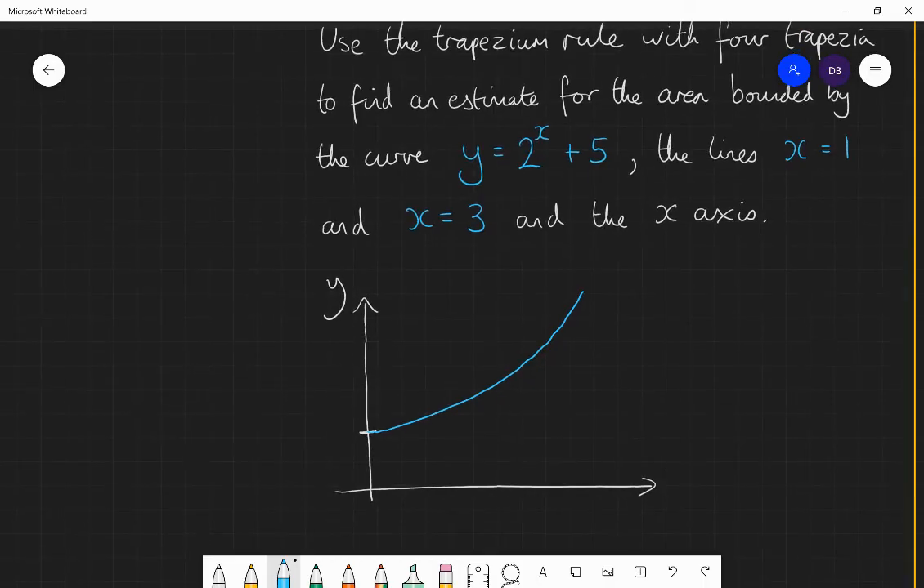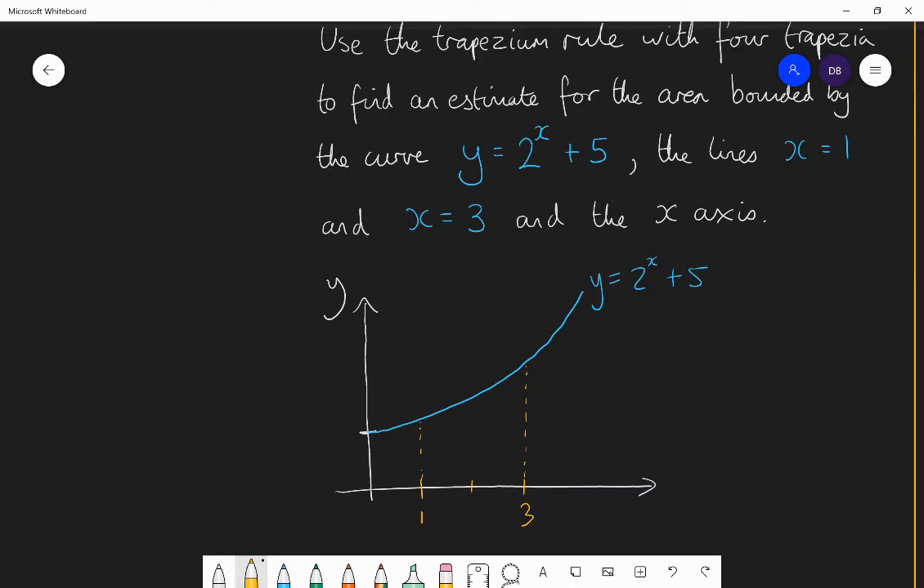And I want to find the area between that curve, y equals 2 to the power of x plus 5, the lines x equals 1 and x equals 3. So I'm trying to find an estimate for the area there that I've shaded in green. And we want to split it into 4 different trapezia.